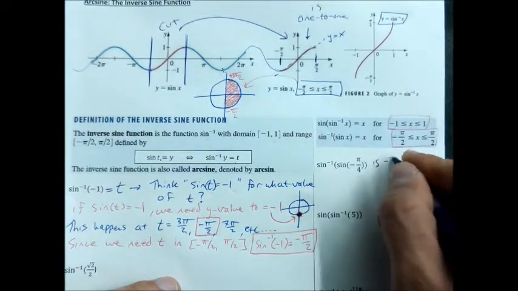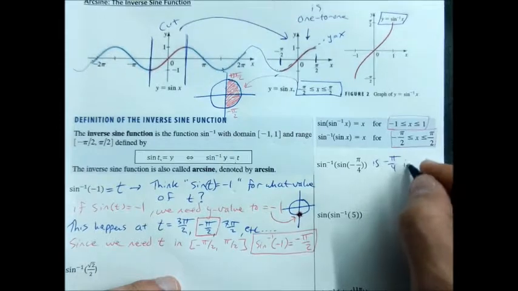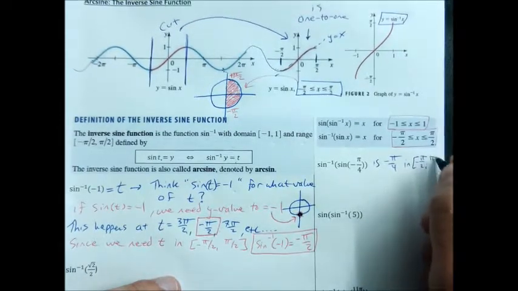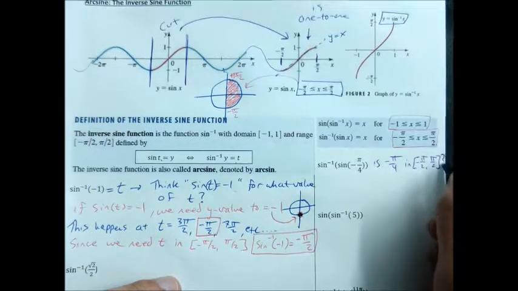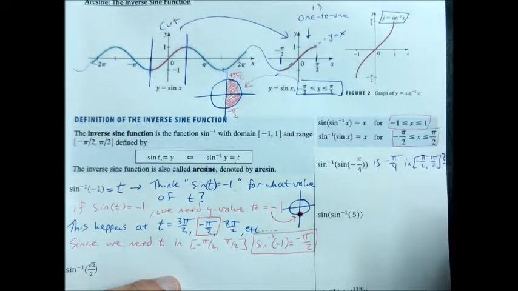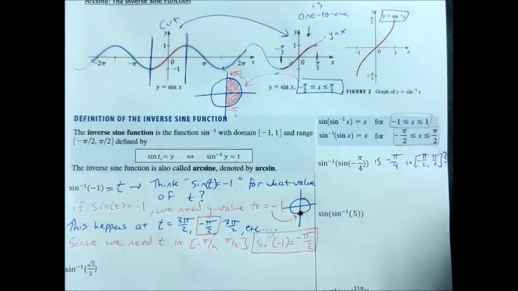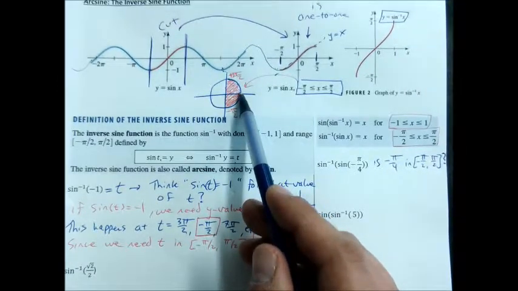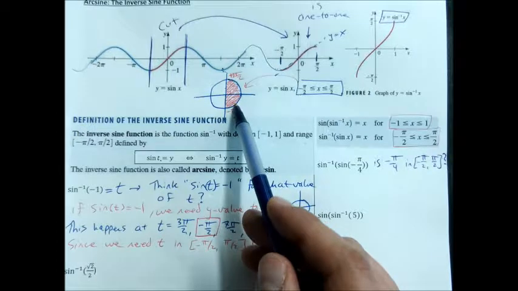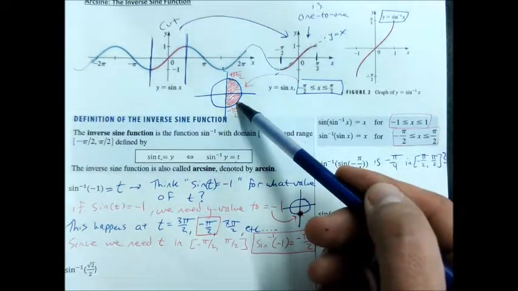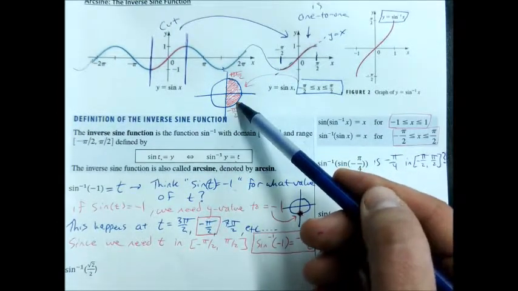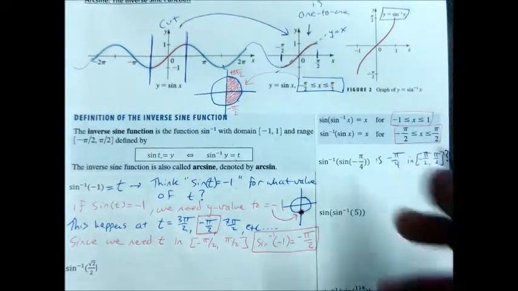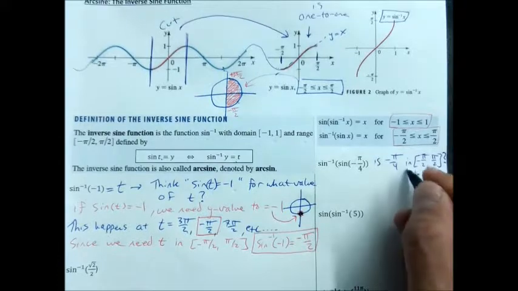So is minus pi over 4 between minus pi over 2 and pi over 2? Yes, it is, right? If we were talking about minus pi over 4 on the unit circle, we'd start at 0 and we'd go down to right here. This is minus pi over 4. And so it is on that interval. And so those two things do cancel. And so my answer is yes.